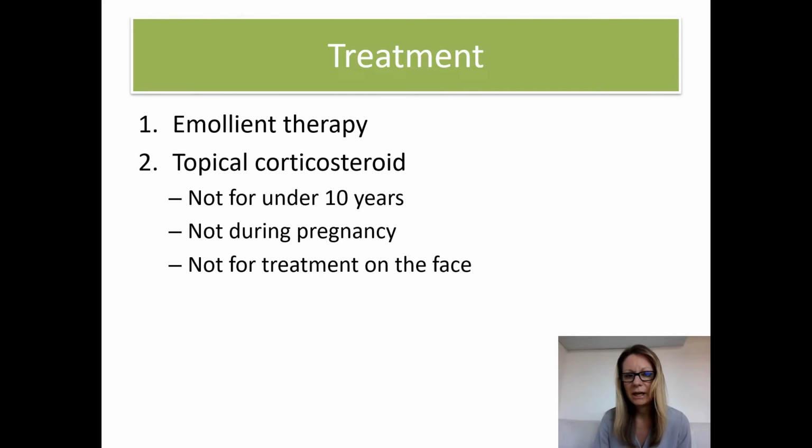Over-the-counter treatments available are emollient and topical steroid. The product license for these products allows us to sell them over the counter under certain conditions, and if they're out of those conditions, as I said with the hydrocortisone, then the patients should see their GP for treatment.